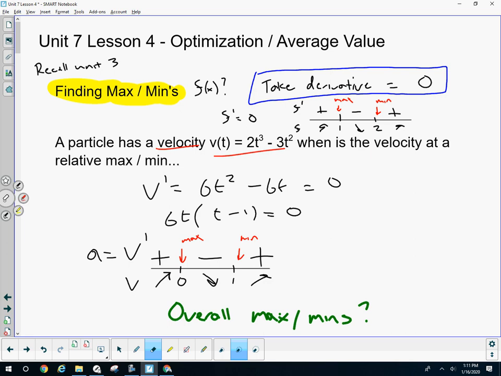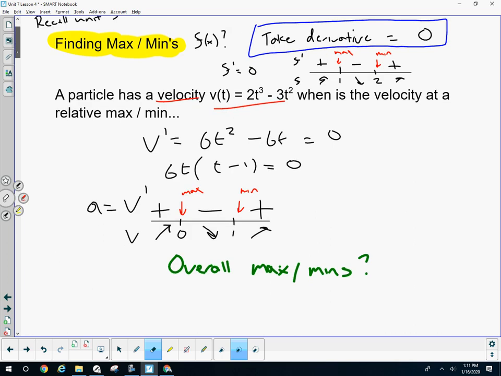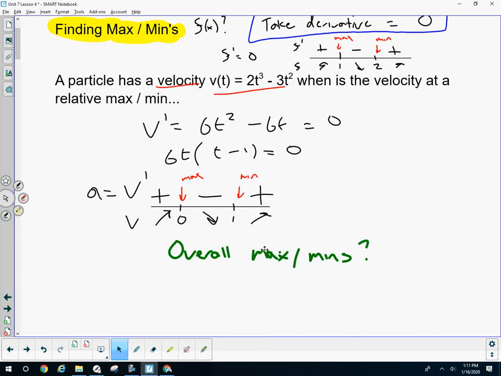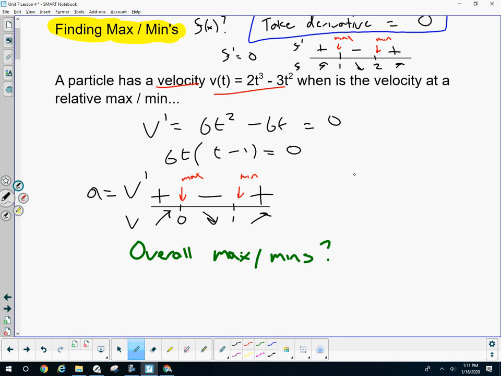Could we say those are the locations of overall bigger values than anything else, or smaller values than anything else? What do we think? The answer is no, but why? It's exactly right. If we are coming up and then going down and ending up, I'm going to go towards infinity, and I'm going to go towards negative infinity. So these are not the overall maxes and mins.